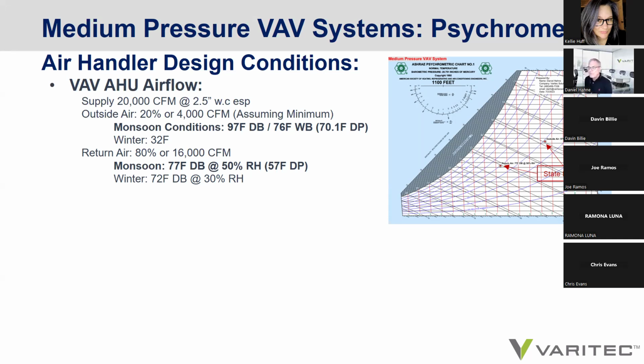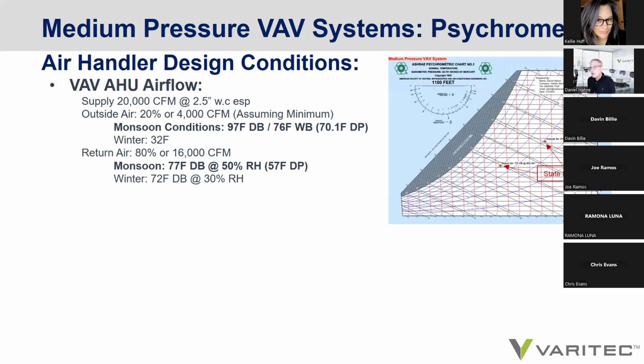We're using Phoenix, Arizona's peak summer design condition in monsoon, which is not necessarily 115 or 120 degrees. Our peak summer design condition is usually monsoon, and many engineers use an outside air condition of 97 degrees dry bulb, 76 degrees wet bulb, or 70 degrees dew point. We use a winter condition of approximately 32 degrees, though it can get colder sometimes for 1 or 2 nights a year in our midwinter months.